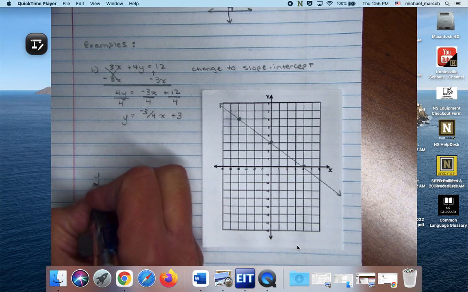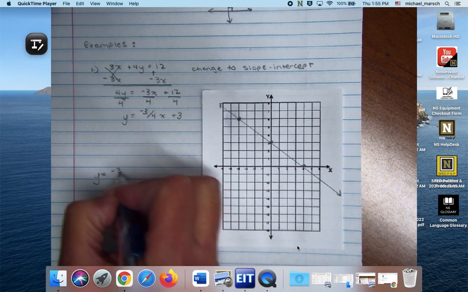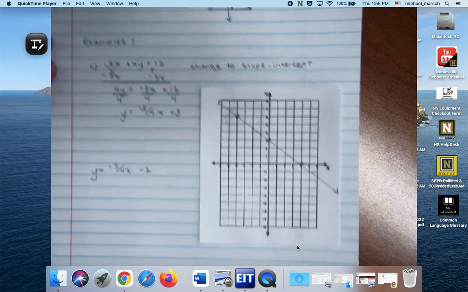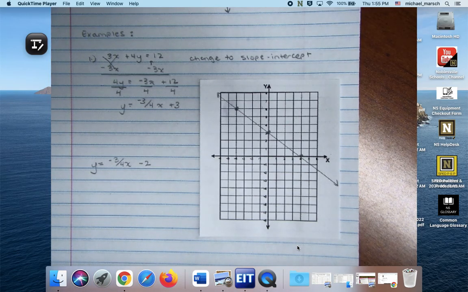Okay, now I'm just going to give you an equation that's already in slope-intercept form. And we're going to graph that line. So I gave you y equals negative 3/4 x minus 2.